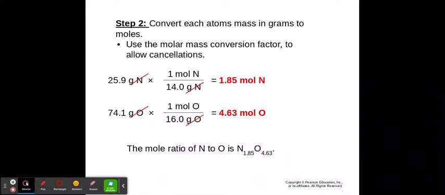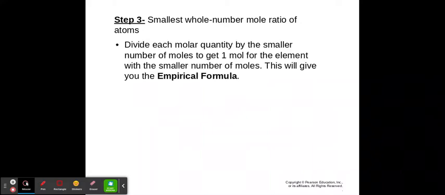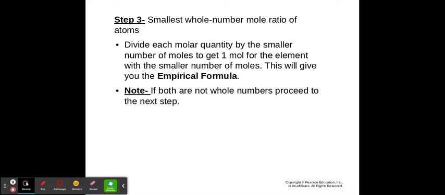Now, this is kind of an interesting point here. We can't have a fraction of an element, right? There's no way. It just doesn't work. We can't cut one element partially down. So what we have to do is go on to another step, and we have to simply divide each one of these numbers by the lowest mole number that we get. So let's check out step 3. Smallest whole number mole ratio of atoms. Okay, so divide each molar quantity that we just found in step 2 by the smaller number of moles to get 1 mole for the element with the smaller number of moles. This will give you the empirical formula. Okay.